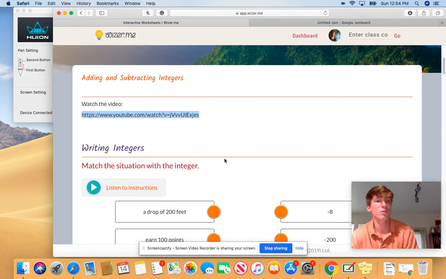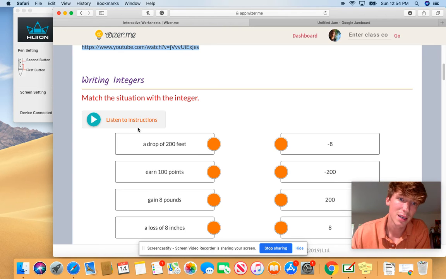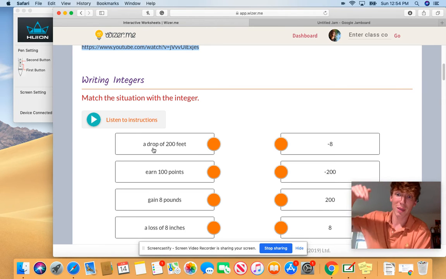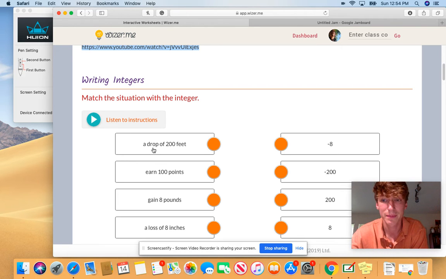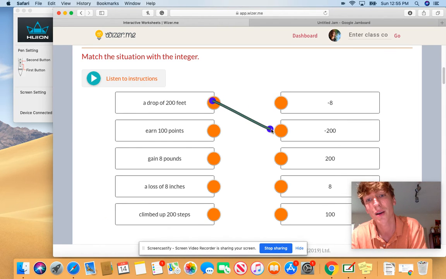We're going back to this right here. It says the next thing you're gonna do is match the situation with the integer. Okay. If you click this right here, these are me reading the question to you and maybe giving you a hint or two. In this one, I tell you that you should look for keywords. So in this case, a drop means it's going down, right? So is that going to be a negative or a positive? If you're going down, it's going to be negative. And we have 200. So you come over here, you look, whoa, look, there's negative 200. That's probably it. We're going to go ahead and connect.